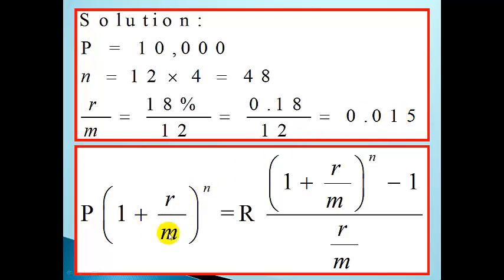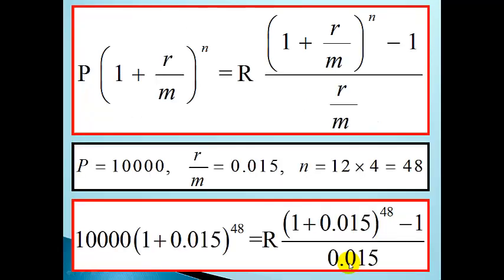Now, we said that if you want to find the monthly payment, we equate the two amount formulas. So P times (1 plus R over M) exponent N is equal to R times ((1 plus R over M) exponent N minus 1) divided by R over M. That is the formula we have.